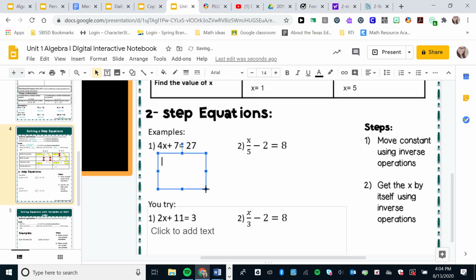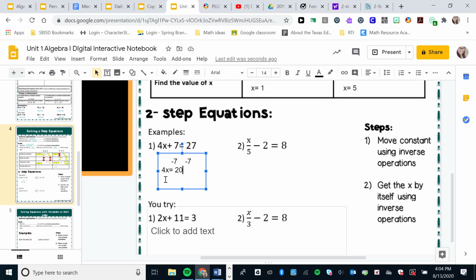So I already have 4x. So I'm going to start with the plus 7. I need to do the opposite operation. That means I need to subtract 7 and subtract 7. Okay? What am I left with when I do that? So on this one, I'm left with 4x equals, and then 27 minus 7 is the same as 20. Okay? So I still have a number in front of x, it is not by itself. So I have to use inverse operation, so the opposite operation.